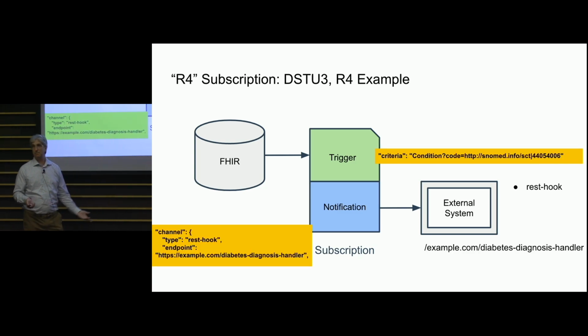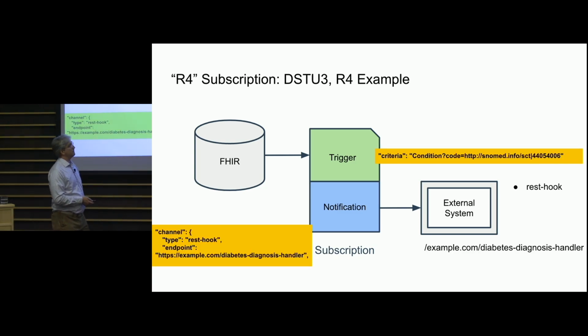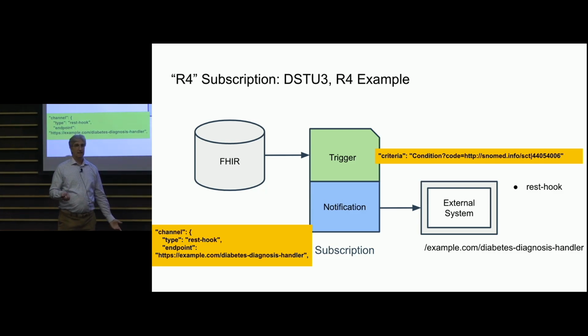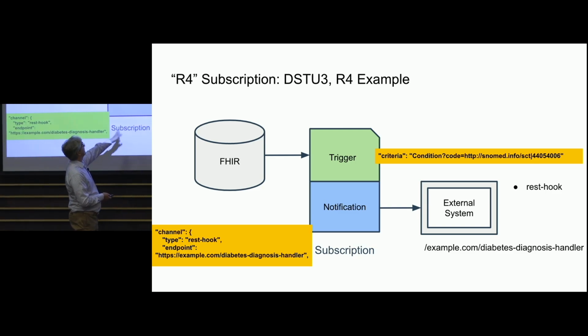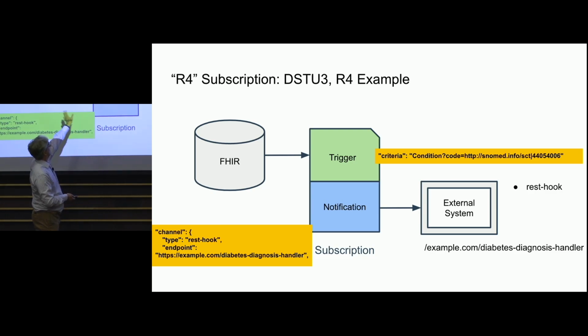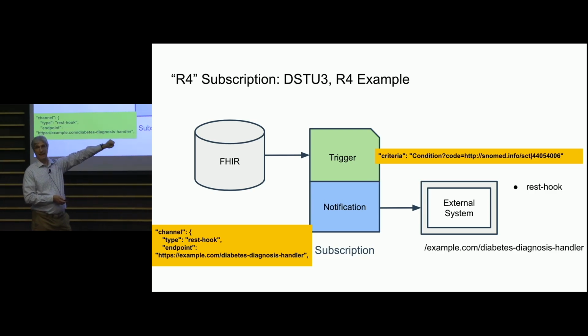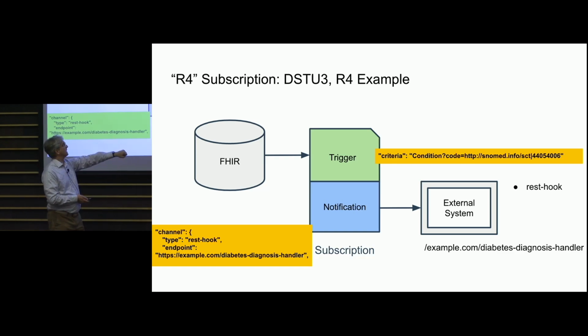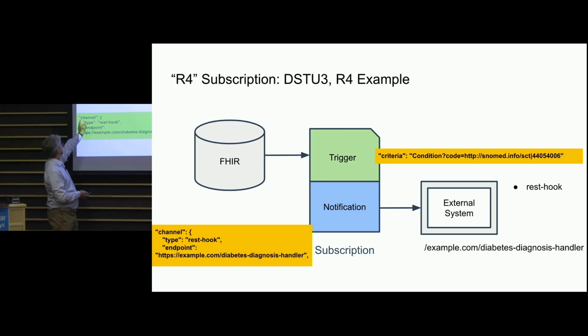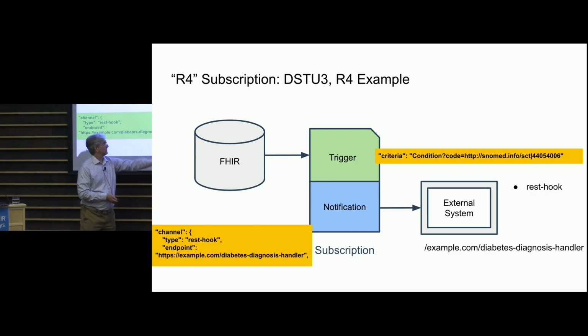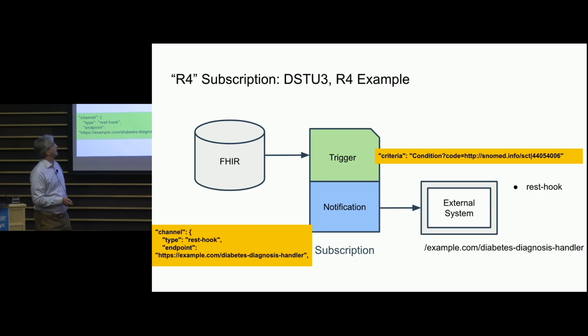Looking at a specific example, let's say you have a diabetes management system and you want to be notified anytime there's a new type 2 diabetes diagnosis of a patient. You could set up your subscription with a criteria on Condition with the SNOMED code for type 2 diabetes. Then whenever one of those conditions is updated or created, and that condition has that code, that resource will be sent on to the REST hook endpoint. This is what it looks like inside the subscription: a channel type of REST hook, and the endpoint is the URL of the REST hook system you want to send it to. So these are widely deployed.